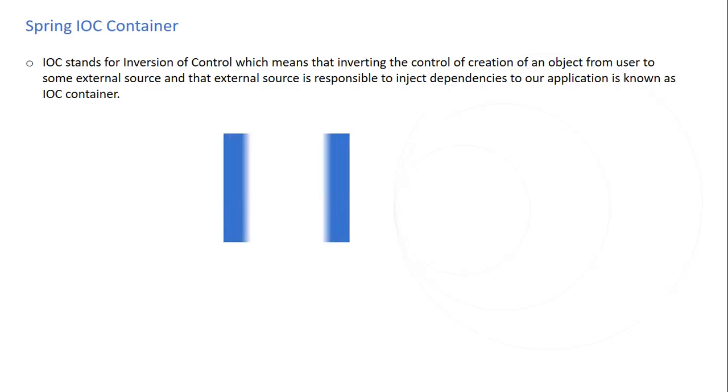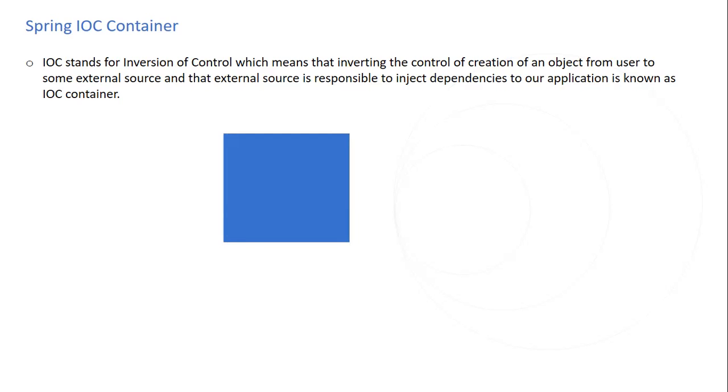Okay, let's understand what the IOC container is. When you define classes, just like in core Java, who is responsible for creating the objects for those classes? The programmer. Suppose we have defined a student entity, a customer entity, an employee entity, and a person entity. Who is responsible for creating the objects for those entities? The programmer is responsible, yes or no?